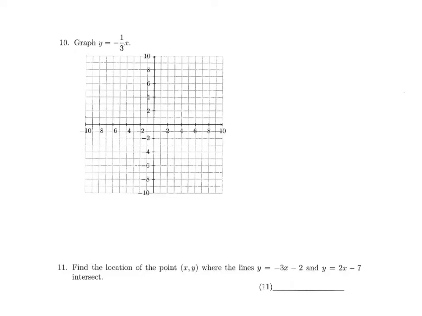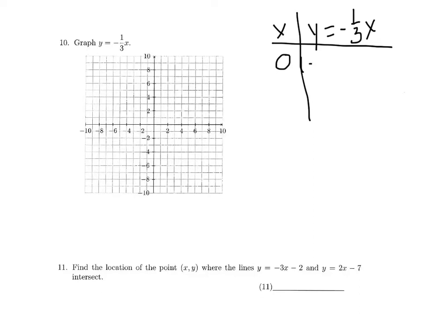To graph this line, let's start with a t-chart. And here we write y equals negative 1/3 x. And we get to choose our x values. Let's choose 0. Then negative 1/3 times 0 is 0. That gives us our first point, 0, 0. And let's graph that here.